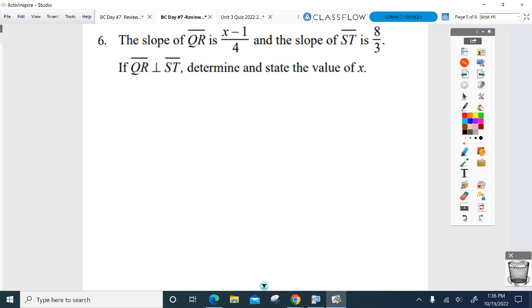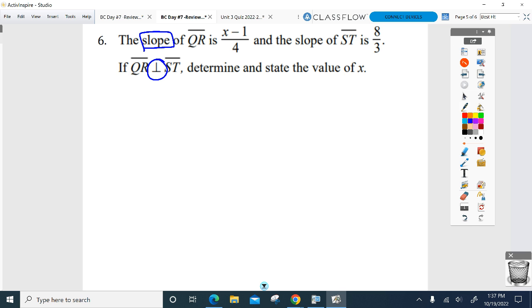I'll let you guys read it over, get a minute to process. This is like a slope type question that there's going to be 6 out of 17 tomorrow. All right, what's the symbol I gave you in between QR and ST? Perpendicular. So perpendicular, and I'm dealing with slopes. Put those two together. What do I know about those two lines and their slopes then?